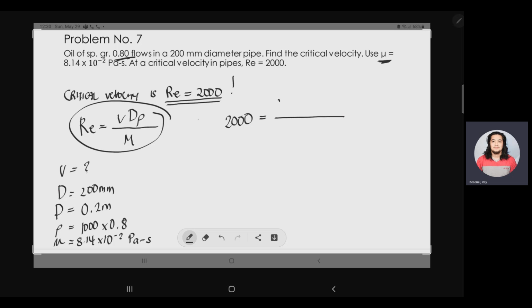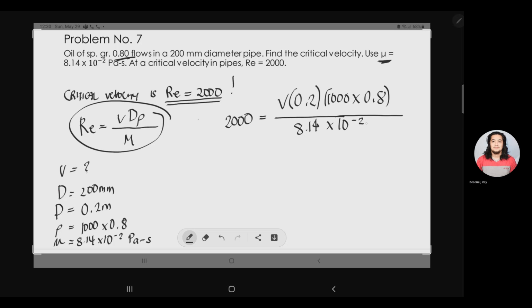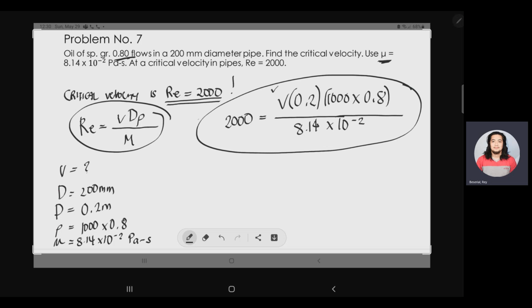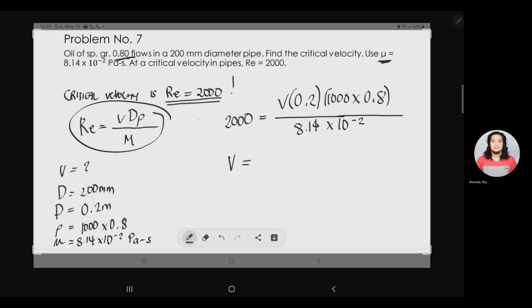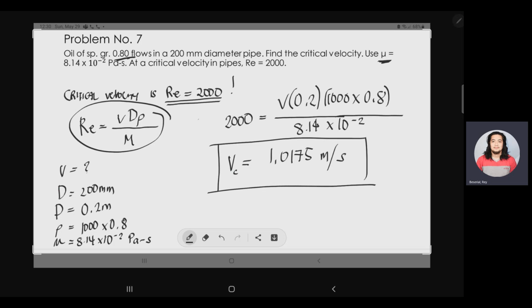So Reynolds number 2,000 is equals to yung velocity natin na hahanapin times yung ating diameter na 0.2 times rho, 1,000 times yung specific gravity na 0.8 over yung ating absolute viscosity na 8.14 times 10 to the power of -2. So isa lang yung ating unknown variable, pwede na siya mahanap. Pwede nang i-input sa calculator, shift solve, yung ating critical velocity value is 1.0175 meters per second. So that's our answer for problem number 7.